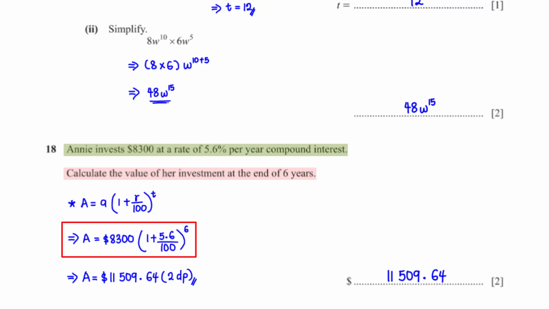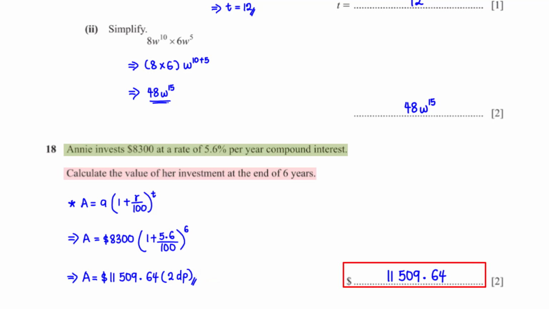When we type this into the calculator, we get $11,509.64 rounded to 2 decimal places.